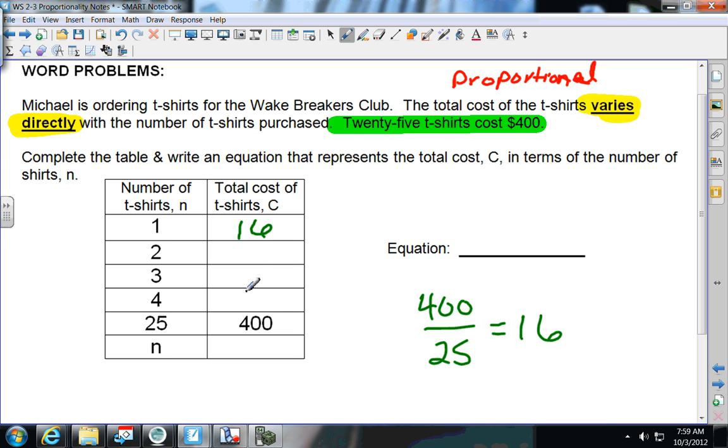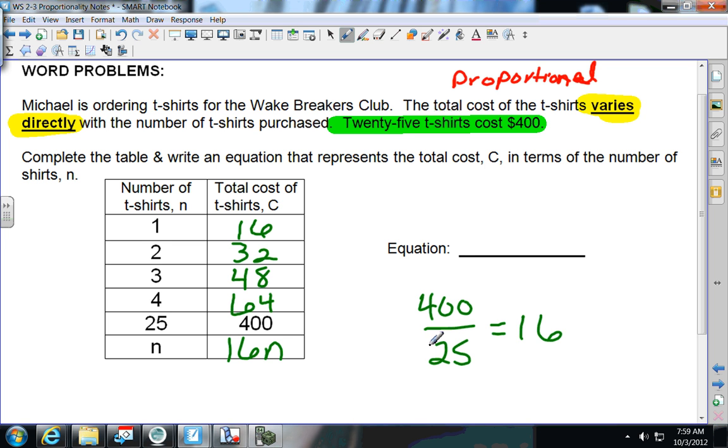Two shirts is $32. Three shirts, 48. What's the next one? 64. What are we doing? Okay, so tell me, how much is it for each shirt? So it's $16. Look what I'm writing down at the bottom. 16 times the number of shirts.